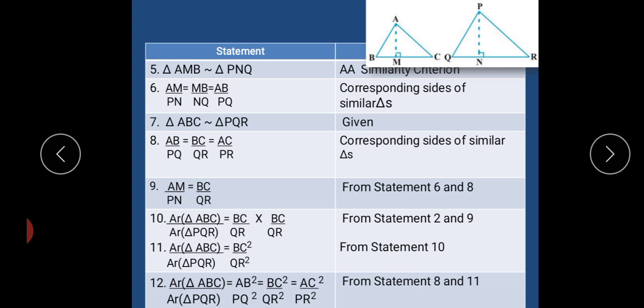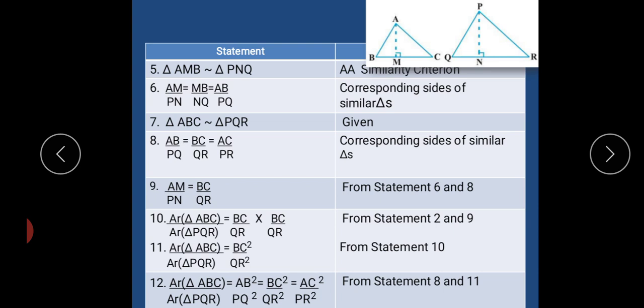Therefore, all the 5, that is AM upon PN is equal to MB upon NQ is equal to AB upon PQ is equal to BC upon QR is equal to AC upon PR. All are equal. But we don't want all equal. What we want is, we want to prove that AM upon PN, you can say that in statement 6, is equal to BC upon QR, which is there in statement 8.